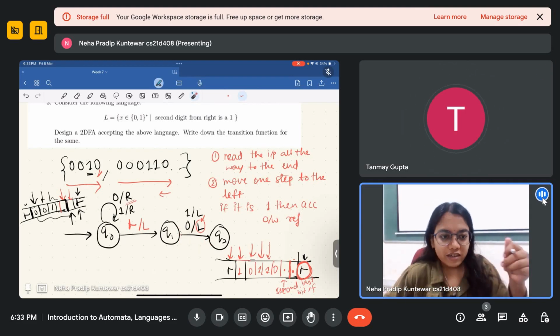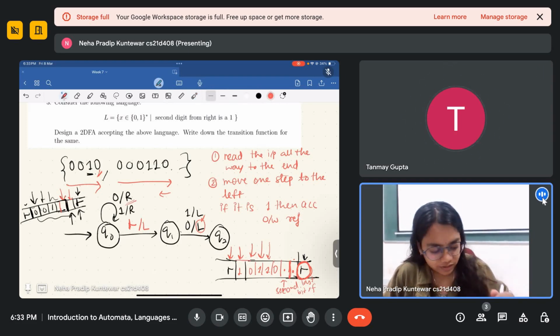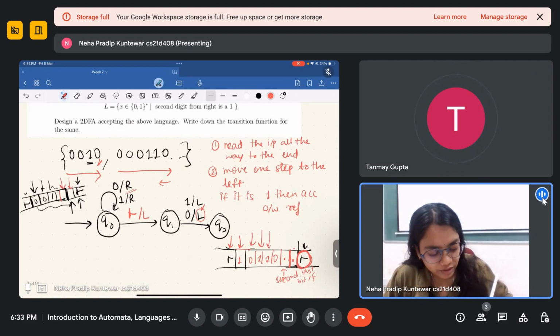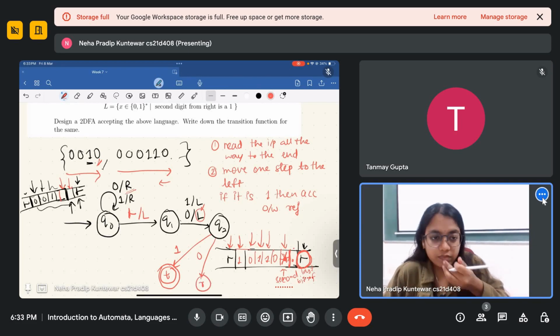But there are variants of this. I think I'll talk about it at the end of this example. So when you reach Q2, you are looking at this bit here, and that's what we want to check. If you see a 1 at this point, you're going to accept. This is the special accepting state, which is called T. But if you see a 0, then you should reject.